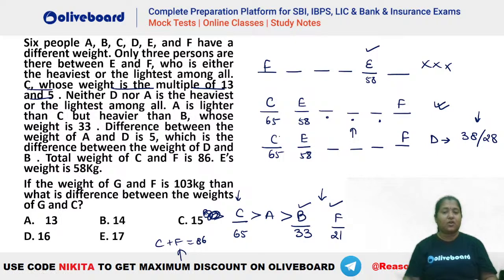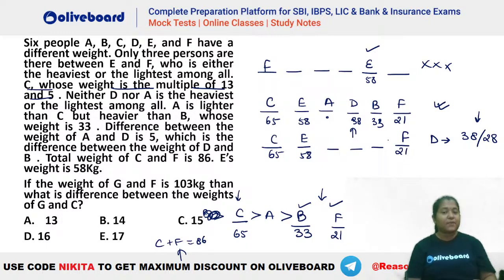Chalo. और क्या दे रखा है? So let's see. We can have your D 38 here. 28 can also be a possibility. And F is 21. So F 21 is already known. So D 38 can be here. If D is 38, then he has to be here. And B 33 will be this person. And we will have your A here. So this is one possibility.